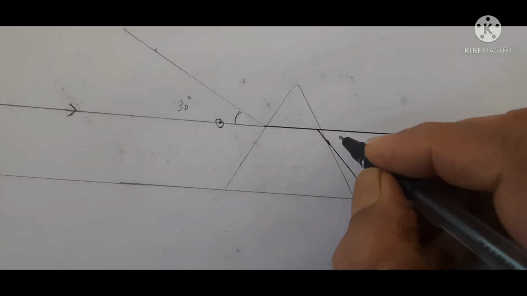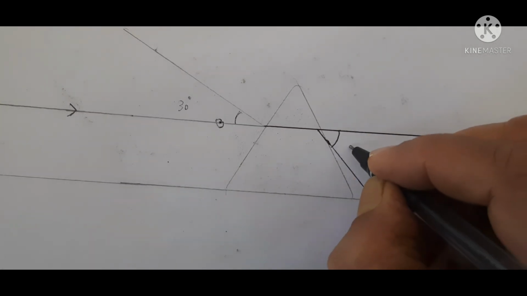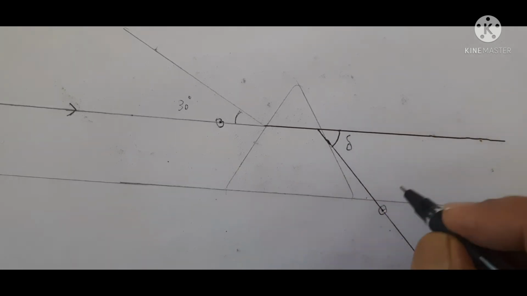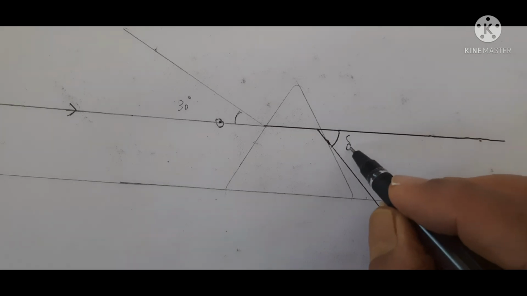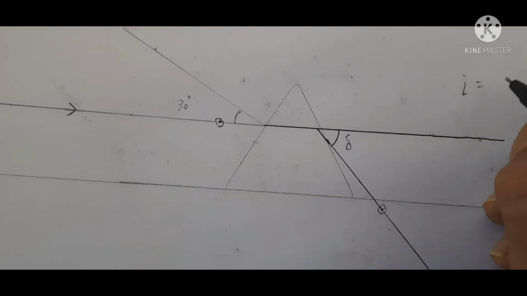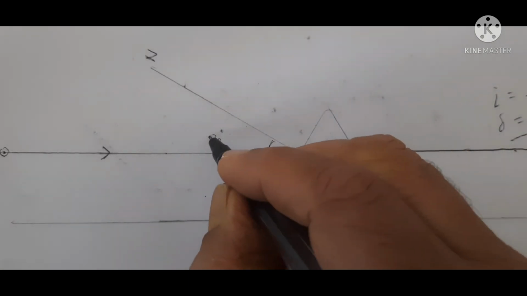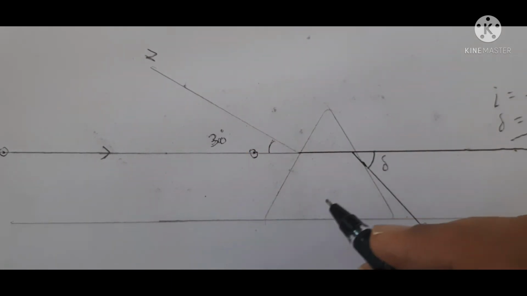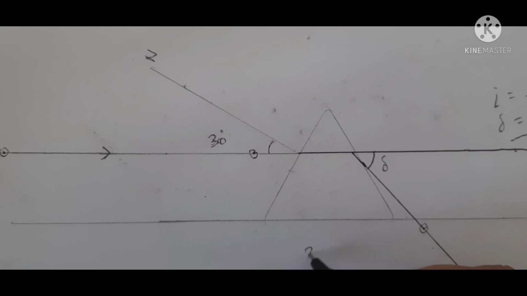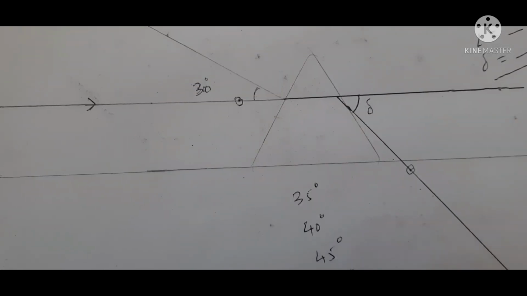This is the emergent ray, and this angle is your angle of deviation. With the help of a protractor, we measure it, and then write I is equal to this much and delta is equal to this much. So for this 30-degree angle, I have taken it; similarly, the same setup for 35 degrees, 40 degrees, 45 degrees, 50 degrees. Like that we have to make a table of data, then plot the graph. Okay.